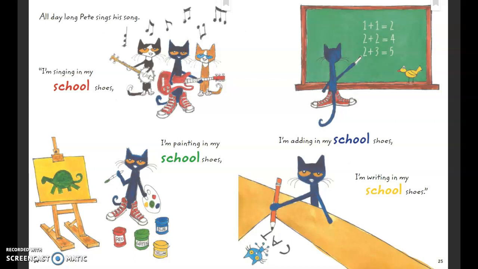So real quick, describe Pete's school shoes. What do they look like? So look, he's wearing them in these 3 pictures. So I noticed that they're red. They have laces. They're tall. What else do y'all notice? I want y'all to think.